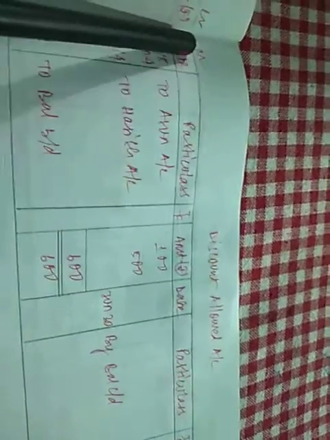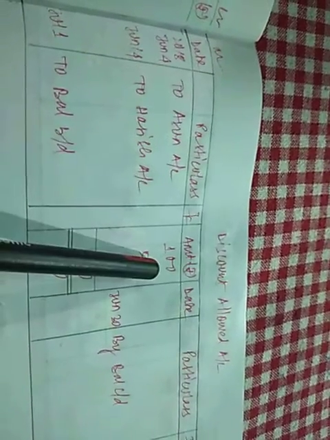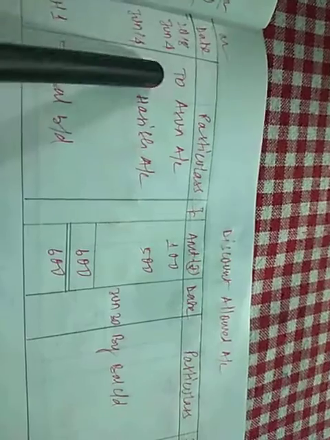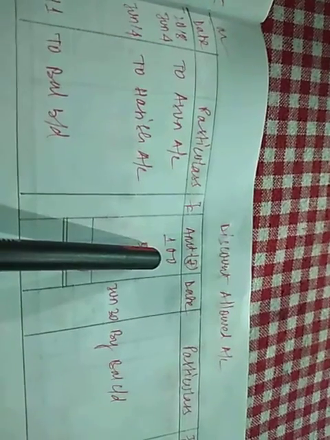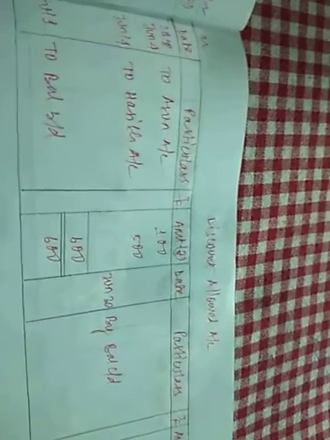Not only cash account, discount allowed was also debit to Arun, for rupees 100. So we'll move on to discount allowed account. Here we can see discount allowed account is also debit to Arun account, rupees 100. In this way you need to make entries.